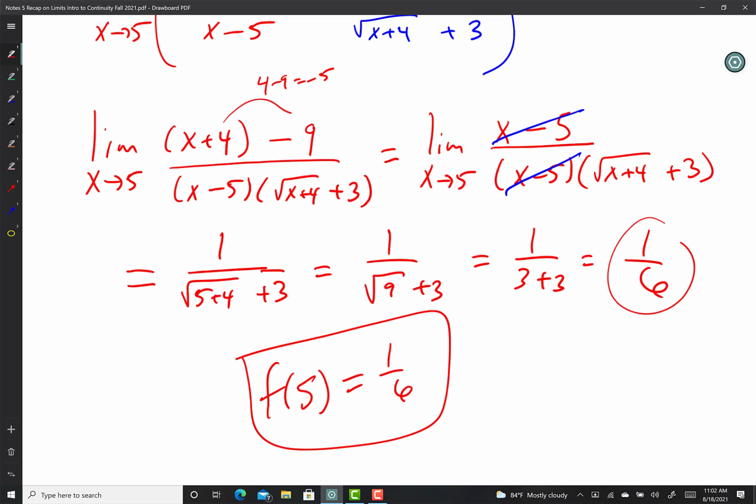Well, I know the hole's at 5 because I actually got a limit, like a number. So right now I have a hole. The hole is at 5, 1/6. Now I want to plug in that hole. How do we plug in that hole? By writing f of 5 equals 1/6. If there's no limit, there's no hole.